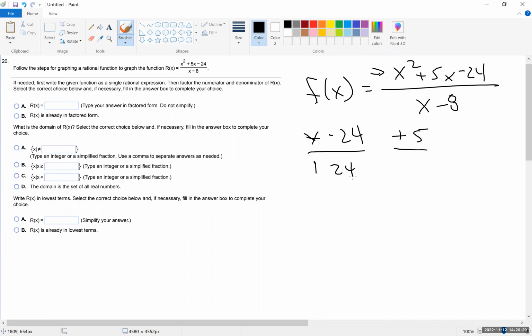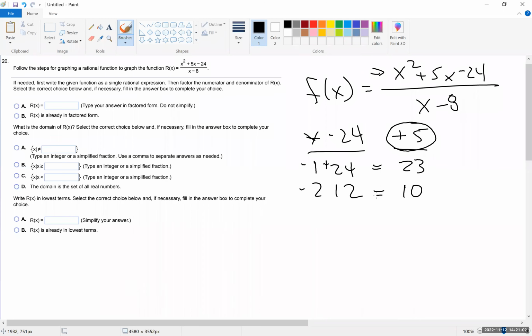So 1 times 24 is 24, and it has to be negative. If you're multiplying to a negative, one of them has to be negative and the other has to be positive. And since we're adding to a positive, the bigger one has to be positive and the smaller one has to be negative. So if we do negative 1 plus 24, we get 23. And we have negative 2 and positive 12. Negative 2 times positive 12 is negative 24, and negative 2 plus 12 is positive 10.